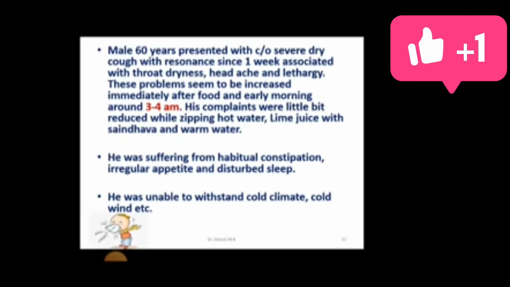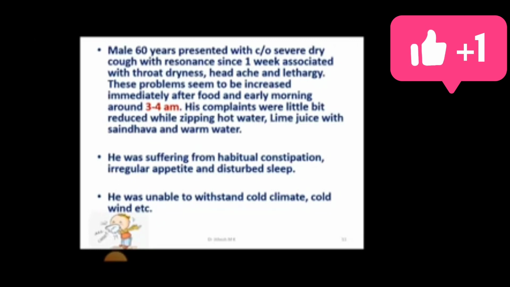Now the other thing is whether he is a Vata prakriti person or a Pitta Kapha prakriti person, because the treatment differs in Vata prakriti as well as Pitta prakriti persons. From symptoms like habitual constipation, irregular appetite, disturbed sleep, and shita asahishnuta, the inability to withstand cold and cold climates, it points to the Vata prakriti nature of the patient. So here we can diagnose the disease as Vatika kasa occurring in a Vata prakriti person.